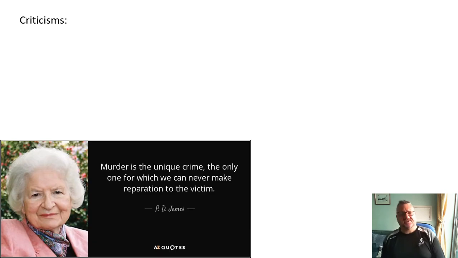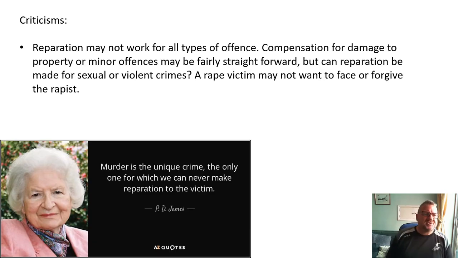But there are some criticisms. So reparation may not work for all types of offence. Compensation for damage to property or minor offences is fairly straightforward. But can reparation be made for sexual or violent crimes? A rape victim may not want to face or forgive the rapist.